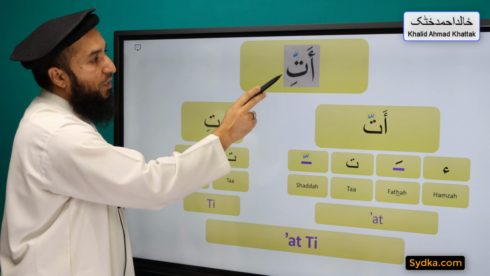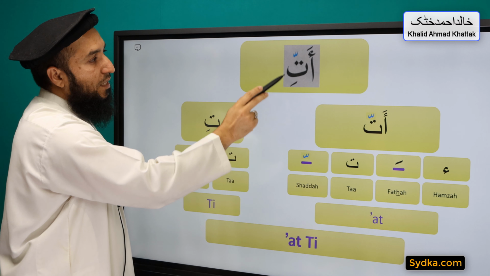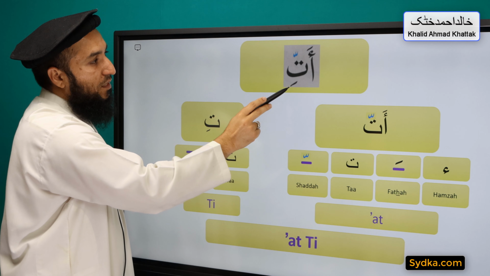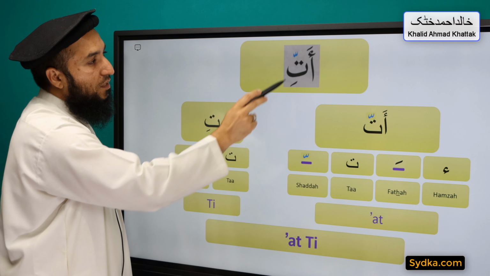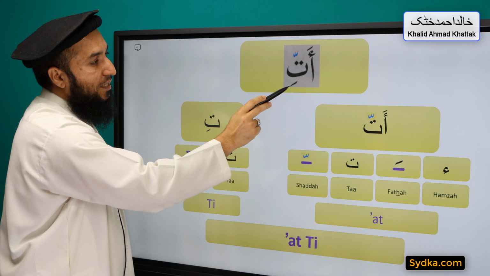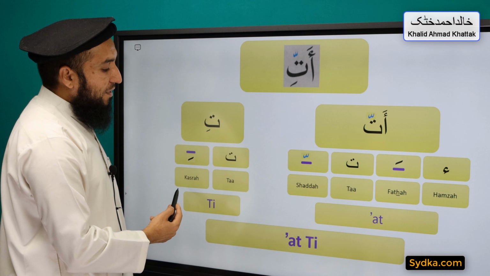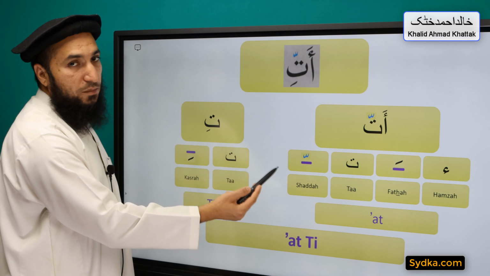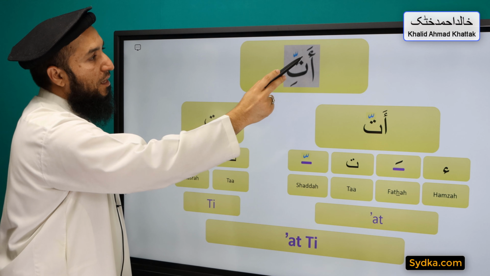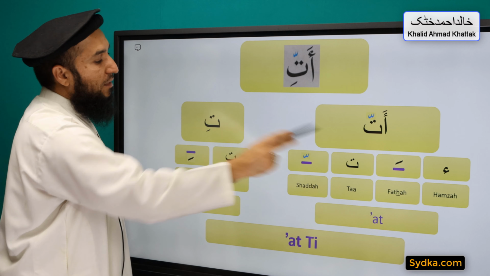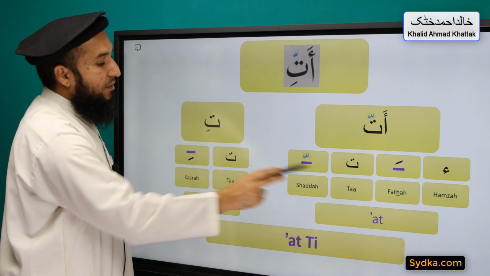The second syllable we have is ta kasrati. Ta is a light letter, it has kasra underneath and it is prolonged for one count. Ta kasrati. Combining both syllables together we have atti, atti, atti.